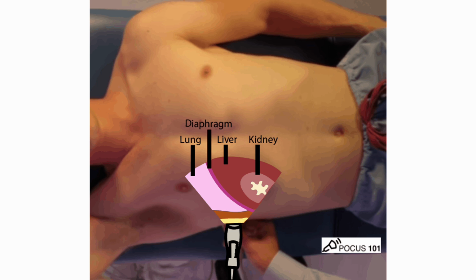Now the idea of the right upper quadrant view is to look in what's called Morison's pouch, and that's going to be the potential space between the liver and the kidney. In this view, you can also see the lung, and you'll be able to see possible traumatic effusions or some other findings, but we're really focusing on the area between the kidney and the liver.